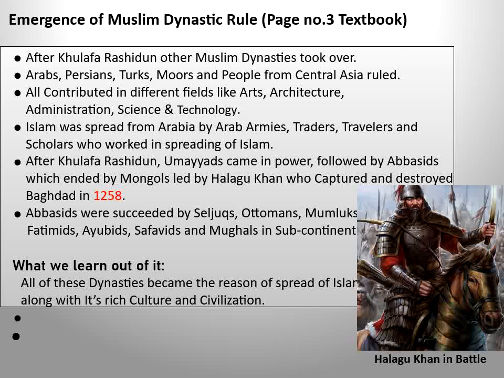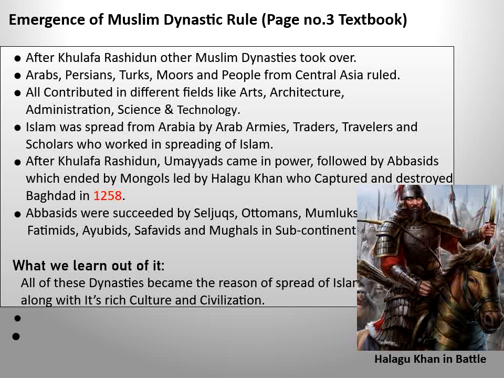After Khulafa Rashidun, Umayyads came into power. The Umayyads were a dynasty followed by the Abbasids, which ended with the Mongols led by Hulagu Khan, who captured and destroyed Baghdad in 1258, and I've highlighted it in red as well. Umayyads were a family, and they were succeeded by a family called Abbasids, which was eventually ended by the Mongols.